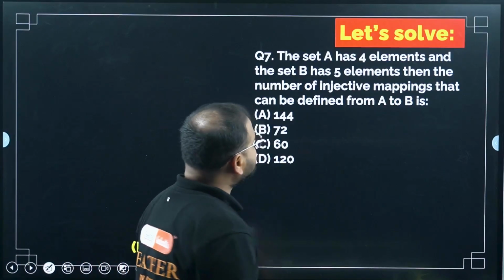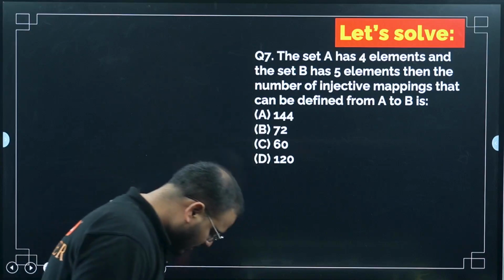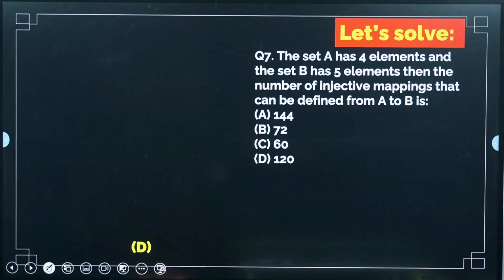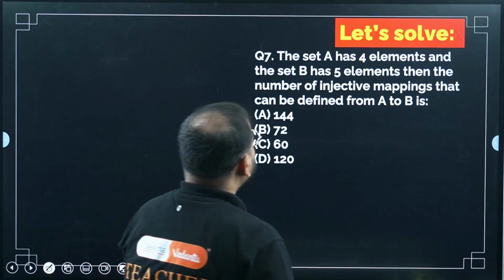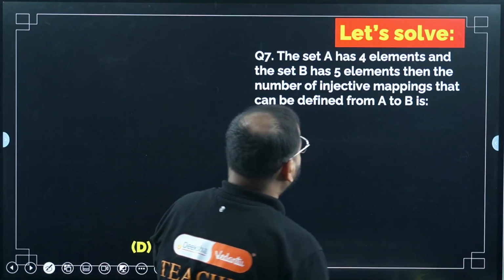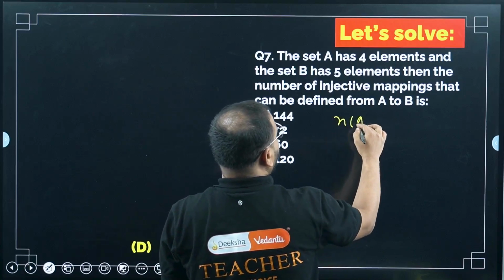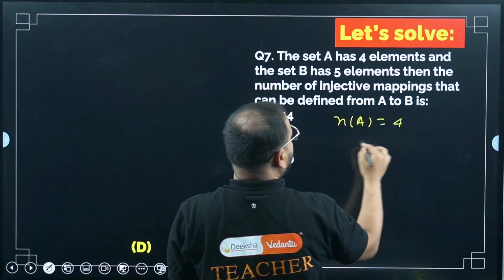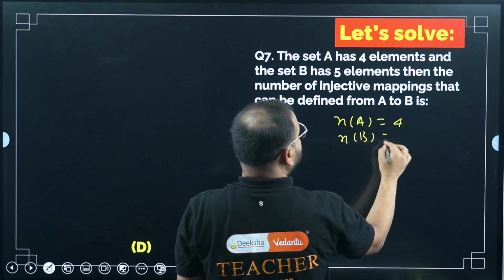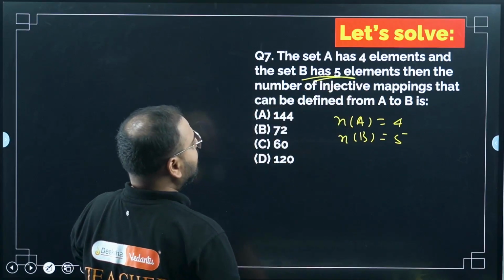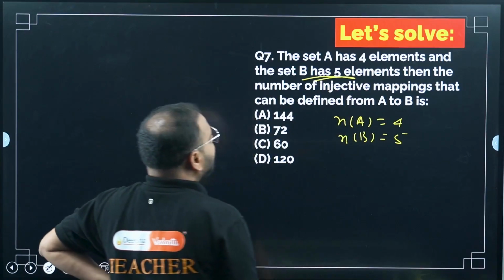A set A has 4 elements and set B has 5 elements. Okay, sir, so basically they are saying that n of A is 4 and n of B is 5. Then the number of injective mappings. Okay, this is so simple, no?